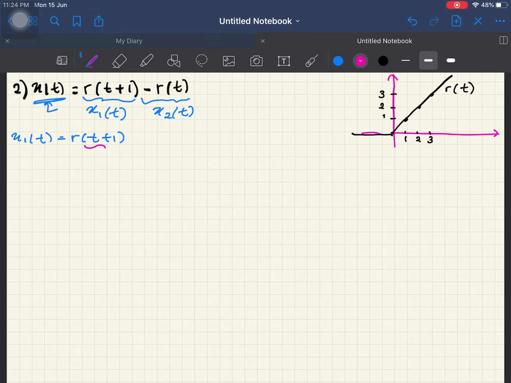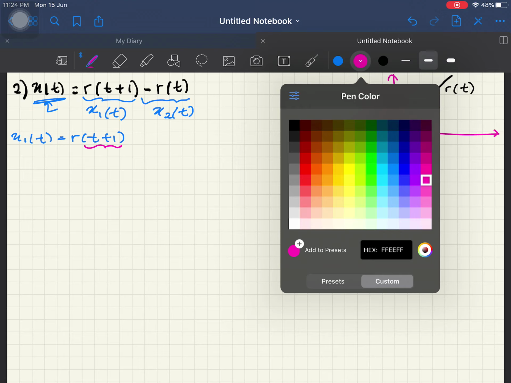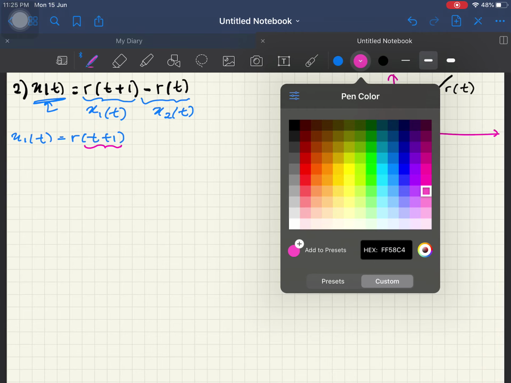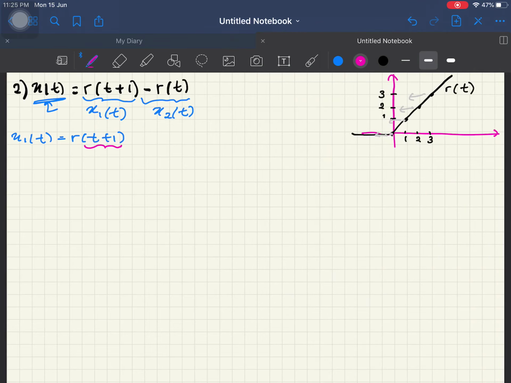which simply means the ramp signal over here undergoes a transformation where everything is moved to the left by 1 second. So this one moves to the left 1 second, this one moves to the left 1 second, and so on. If we plot the graph, you have something like this.